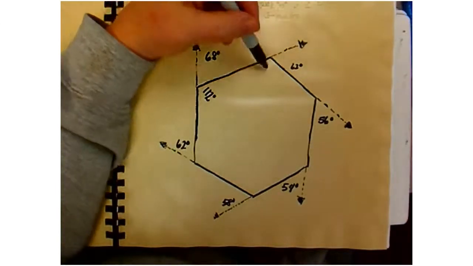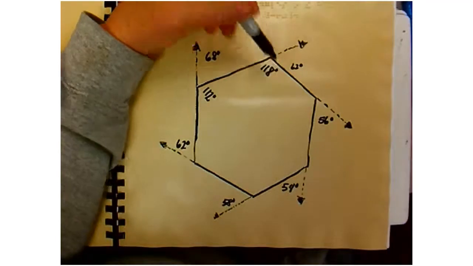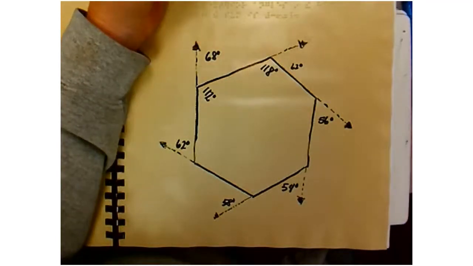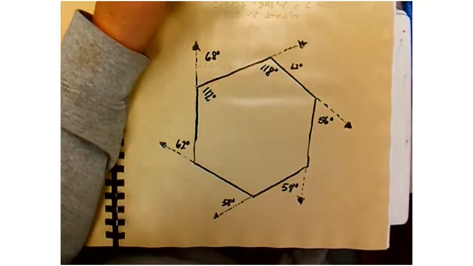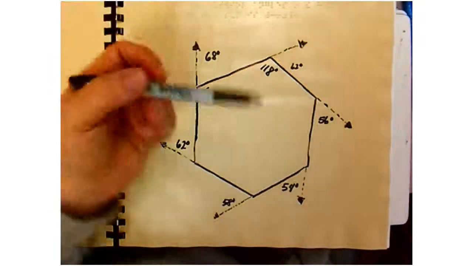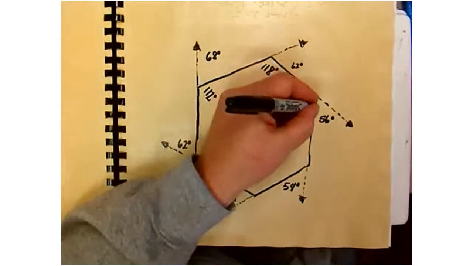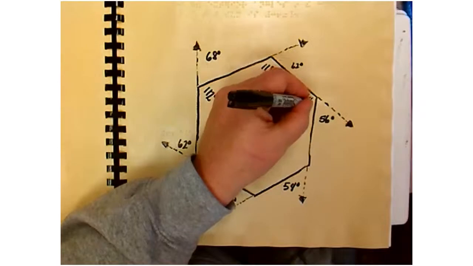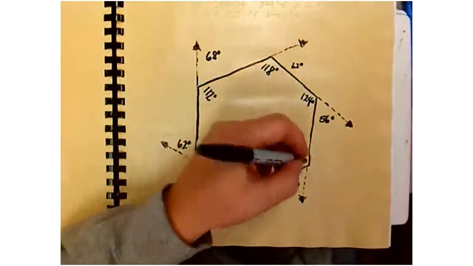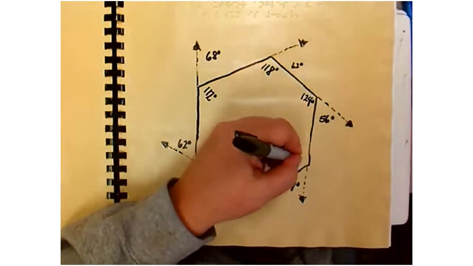What's the interior? 112. Wait, 62? No, that's not right. I was doing minus. 118. 118, there we go. The next angle, the exterior is 56. What would be the interior? 124. Good. The next angle down is 54. What would be the interior?